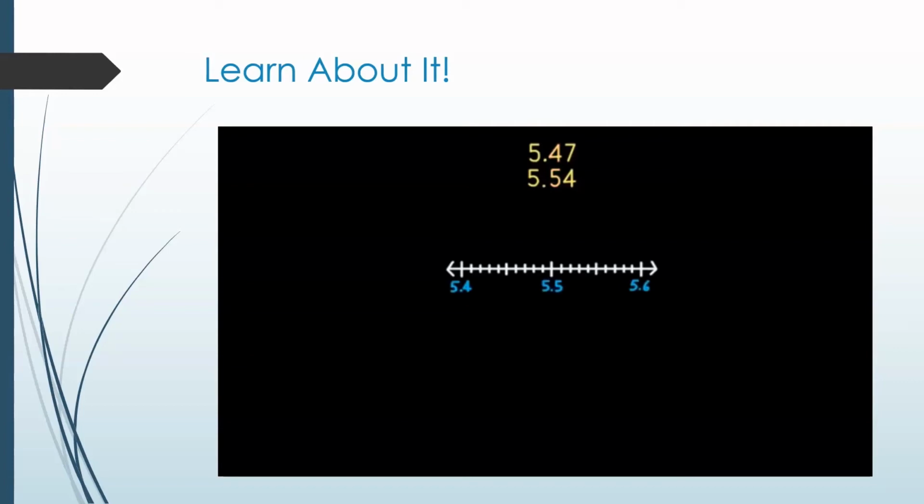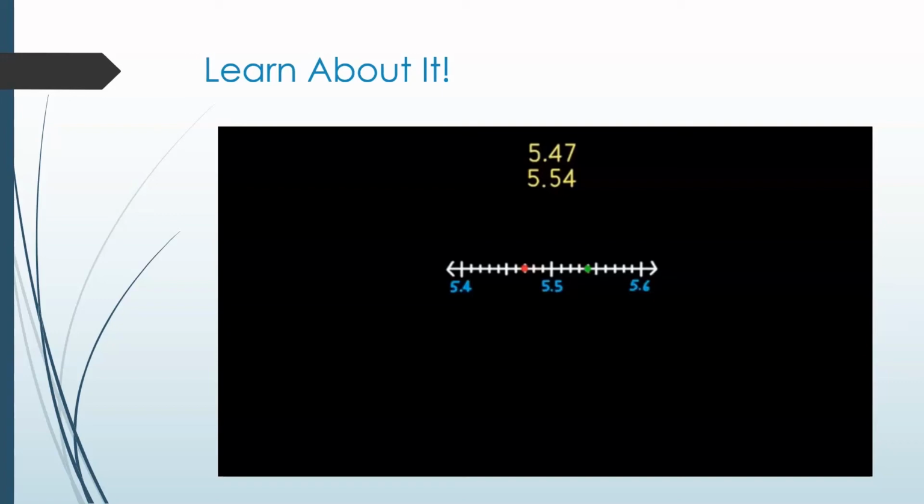We can make a number line that is between 5 and 4 tenths and 5 and 6 tenths. Between each tenth, we'll mark 10 equal parts to show hundredths. Then we locate each number. 5 and 47 hundredths has 4 tenths and 7 hundredths and is located here. 5 and 54 hundredths has 5 tenths and 4 hundredths and is located here.